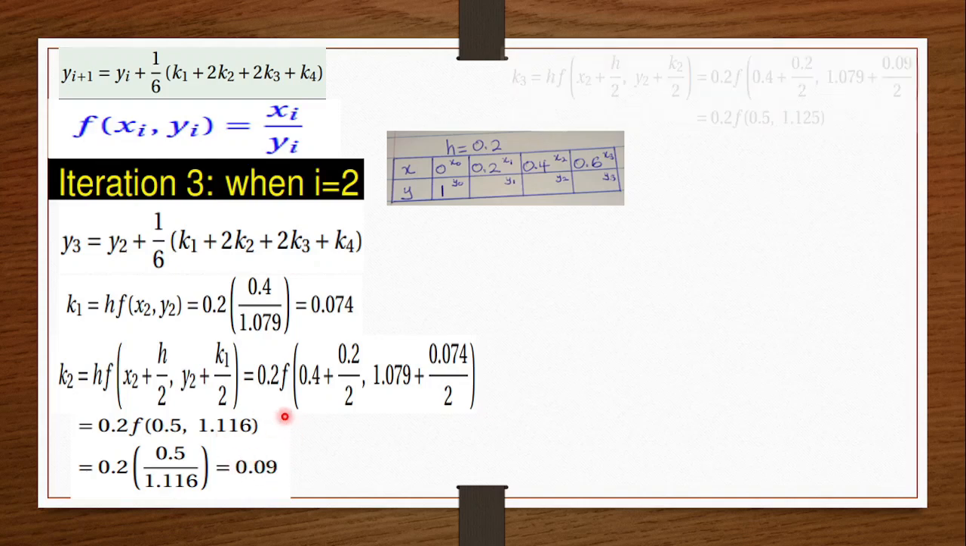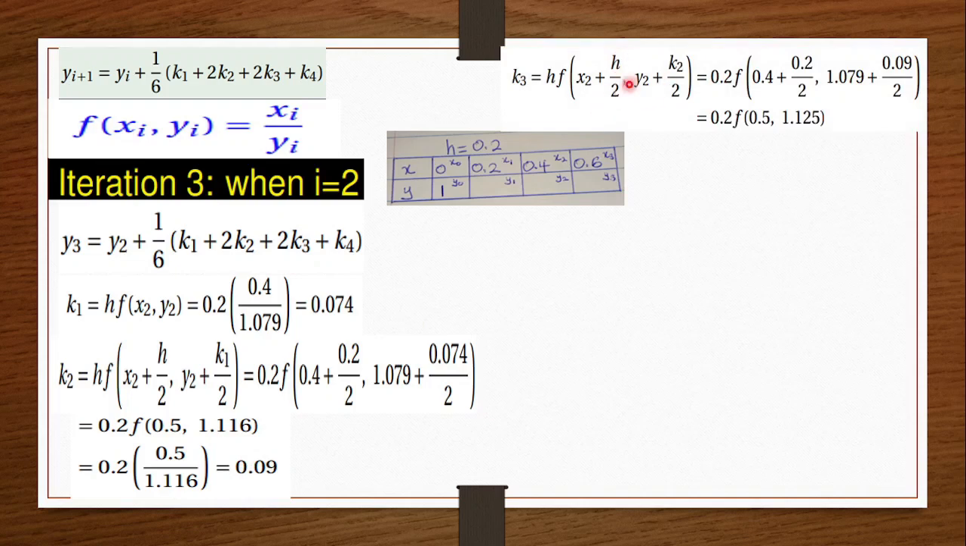Then next is to find our k3 value. This is the formula for our k3 value. We know x2 to be 0.4, we know h to be 0.2, we know k2, we know y2 from our previous iterations, right? So we put them inside the formula. Then when we have our f value here, we simplify this part, and then put it inside the bracket here. Then we divide them according to this one. When we divide, we multiply by the 0.2, and then we have our k3 value, right?